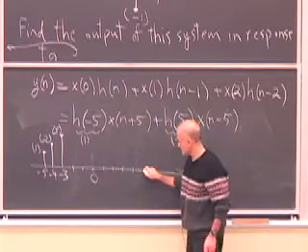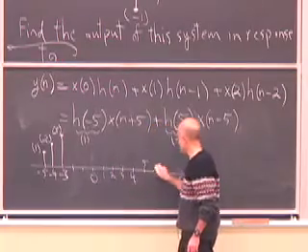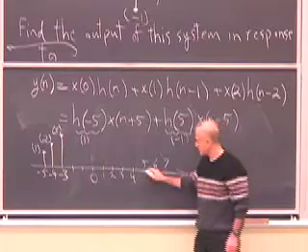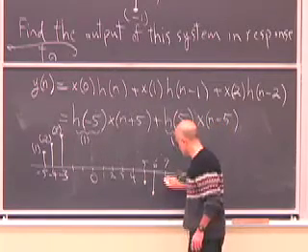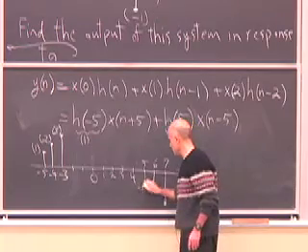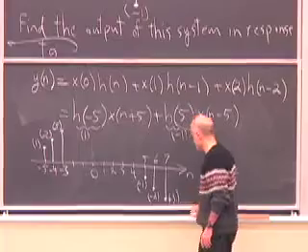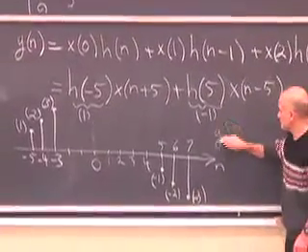Okay, so this is 5, I believe. Let's see, 1, 2, 3, 4, 5, 6, 7, then minus 1, minus 2, and then minus 3. And the rest of the values are 0. Okay, so this is the output.